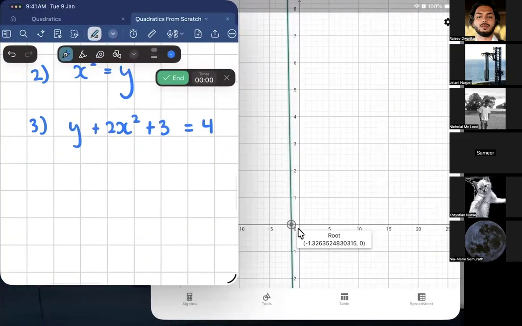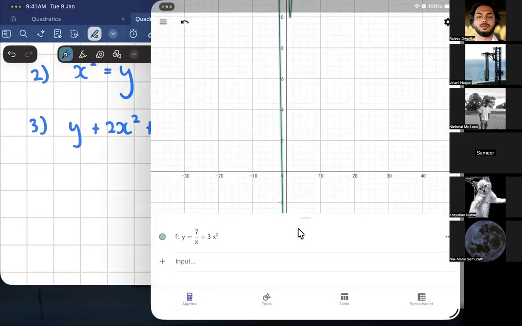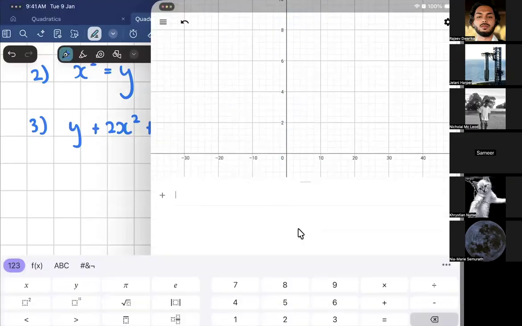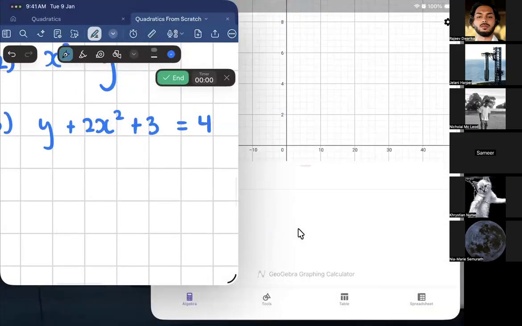I see what you're saying now, but once you can make it the subject of the formula, it is a quadratic. What if I get a question like this for CXC, and they say, find the roots for this function?